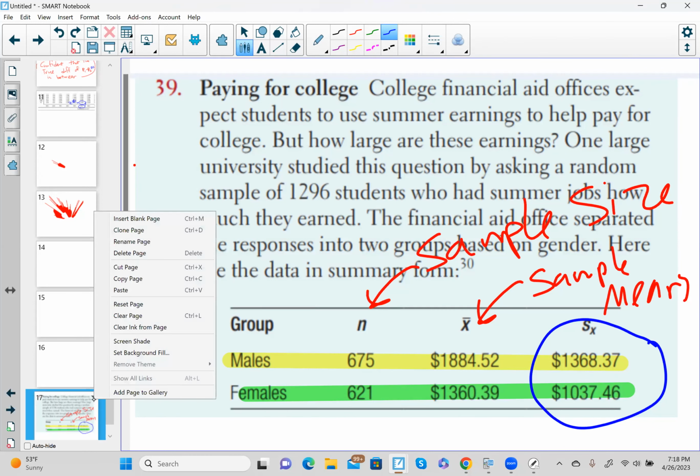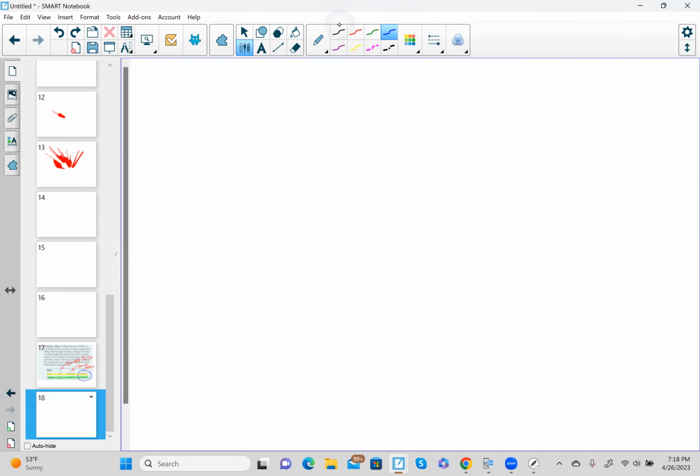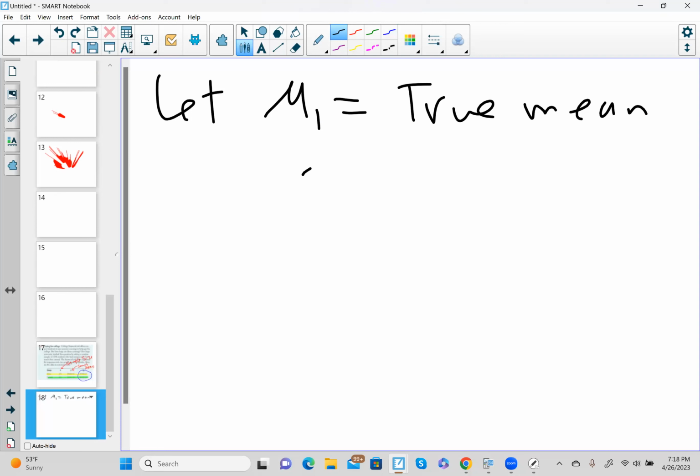So let's go to a new page here and let's start to define some things. We're going to start off by saying let mu1 equal the true mean earnings of males.